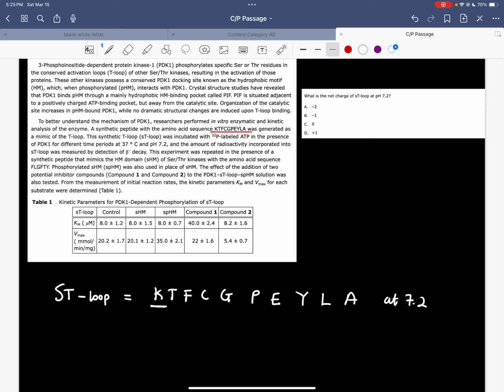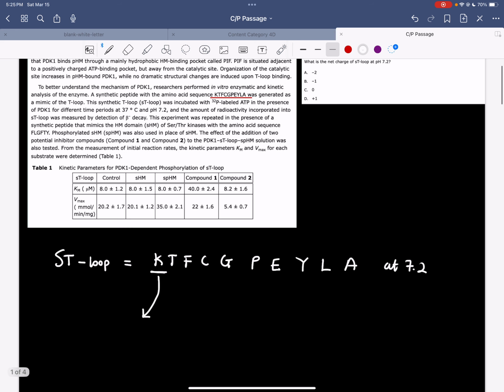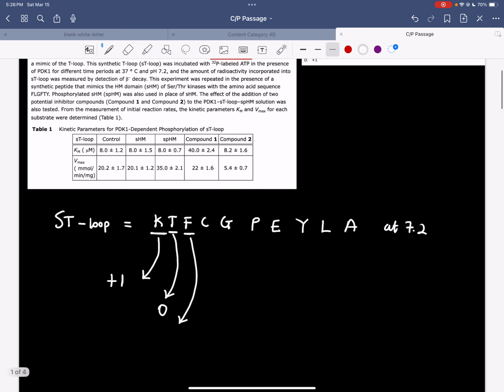And a basic amino acid at physiological condition has a net charge of what? Of +1. Now T is called threonine, and threonine is a neutral or polar uncharged amino acid, which has a charge of 0 because it's neutral or polar uncharged. Now, F is called phenylalanine. Phenylalanine is a non-polar uncharged amino acid. Technically, it's just a non-polar amino acid. Also has a charge of 0.